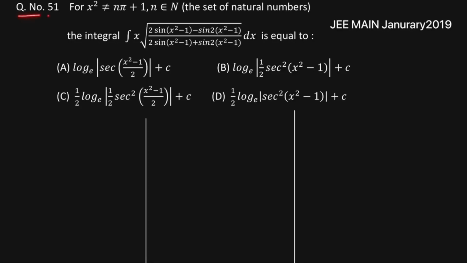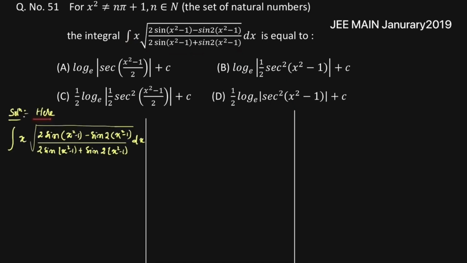Question number 51. For x square not equal to n pi plus 1 and n belong to natural number, then we have to find the integration of this. Let's see the solution of this question. So here we put the value of x square minus 1 equal to t.